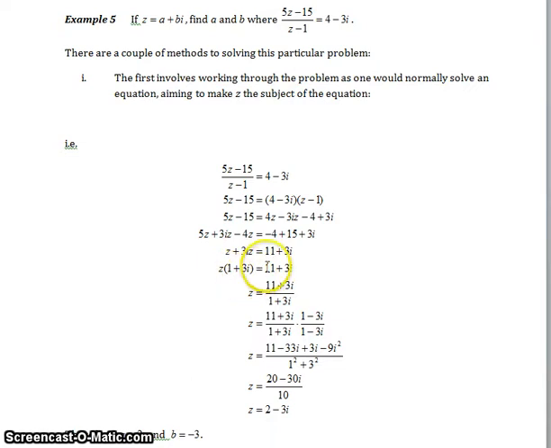Solving for z, we want to divide now by 1 plus 3i. So z equals 11 plus 3i over 1 plus 3i. And what we're going to be doing now is to multiply by the complex conjugate of 1 plus 3i. In so doing, expanding the top, we get 11 minus 33i plus 3i minus 9i squared. And on the bottom we have 1 squared plus 3 squared. The top simplifies to 20 minus 30i, and the bottom is 10. Splitting that, 20 over 10 gives us 2, minus 30 over 10, which is minus 3i.